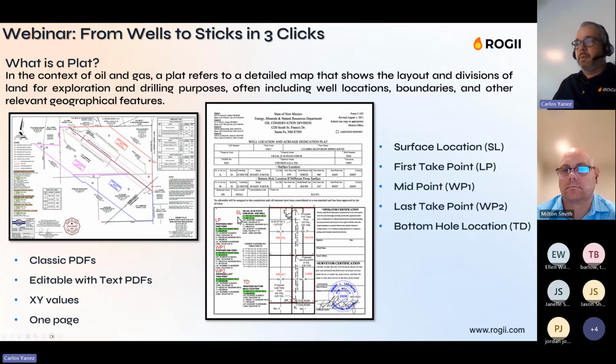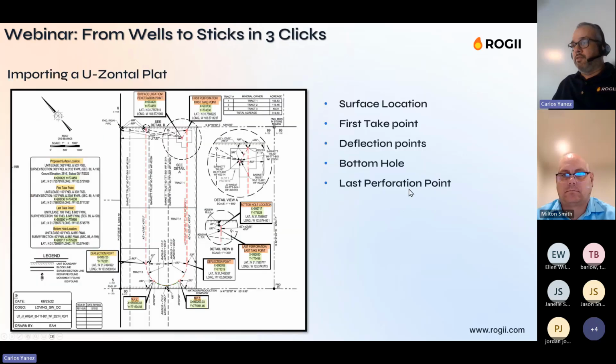You can see here that this one is from New Mexico and is vertical. The left one is from Texas and is horizontal, but they have the same information. They have X and Y location, the surface location, first take point, midpoint, last take point, and bottom hole location. That's the information the Python script is going to look for. Horizontals are popular today, also called paper clips or backview, whatever you want to call those types of wells.